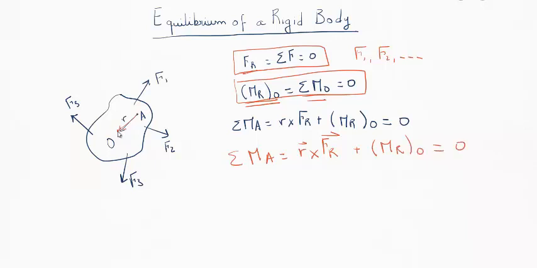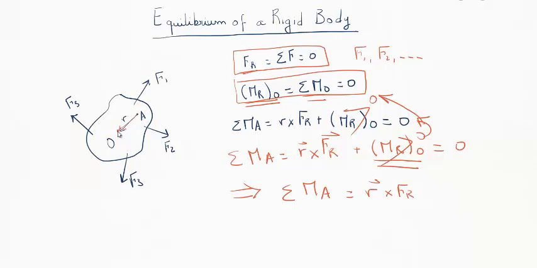equals 0. Now if you look at this carefully, what is M_RO? If we go back to that equation, M_RO is 0. Thus, the sum of the moment about A is just the R vector cross product with F_R. Now this is only valid if the rigid body is in equilibrium, otherwise M_RO has an actual value.